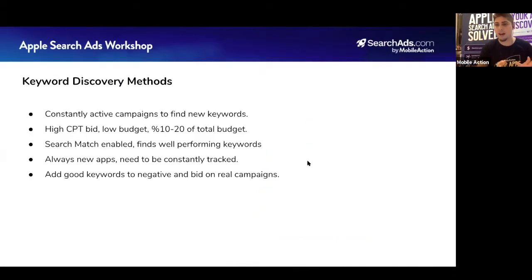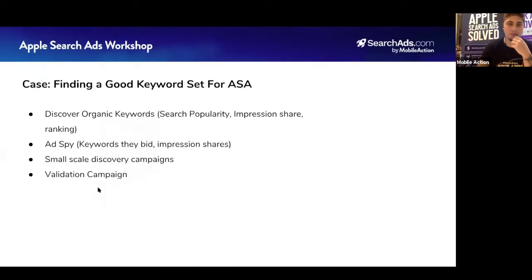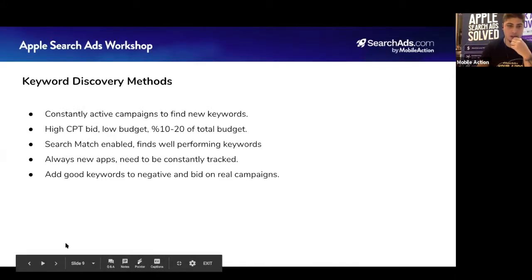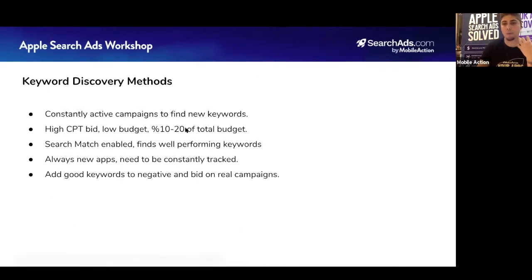And then, as I mentioned, we have discovery campaigns and some additional ways of finding keywords. So this is usually what people will tell you about discovery campaigns. Sorry, I just went to the wrong slide. Let's go back. Okay, there's a lot of resources out there about these. These are campaigns that are constantly active. You have a relatively high CPT bid compared to your category standards, so you're actually getting the installs.